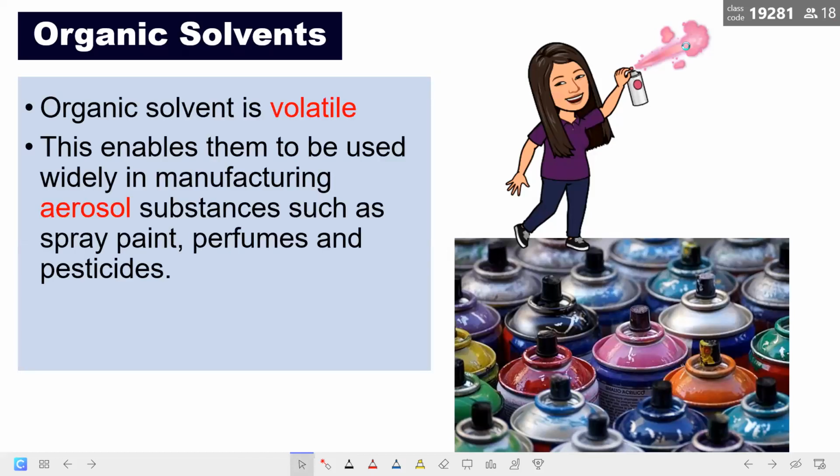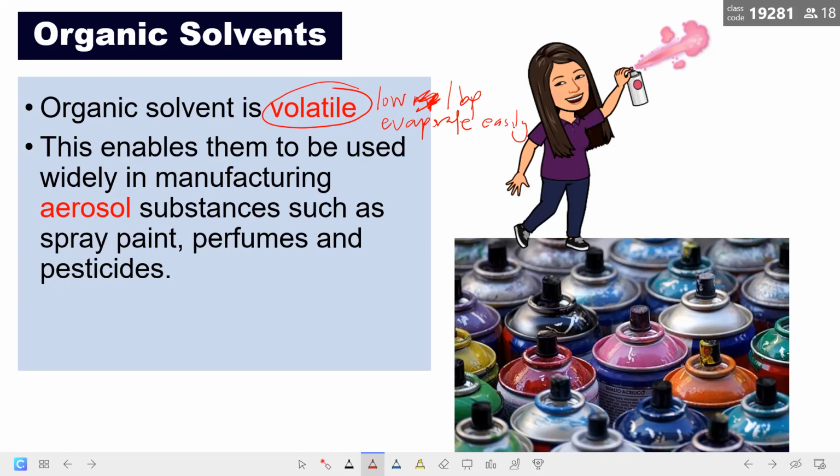What do you need to know about organic solvents? They are volatile. Teacher, what's the meaning of volatile? They've got low melting and boiling points, mainly boiling point, so they will evaporate easily. If you put a perfume out in the open, over time you will notice the perfume volume will become lesser because it has evaporated.